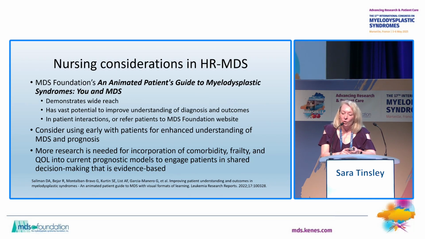We do know that more research is needed that incorporates comorbidity, frailty, and quality of life into our current prognostic models so that we can engage patients and tell them the full story, like this is what your quality of life is going to look like and this is what survival could look like too, so that we can have a pros and cons approach to making shared decisions, that we have enough information to provide to them.